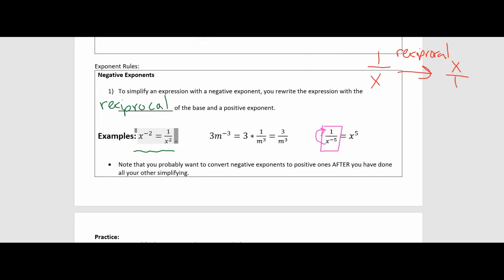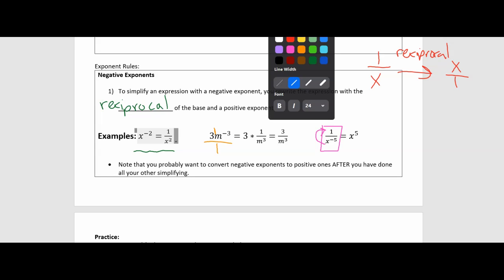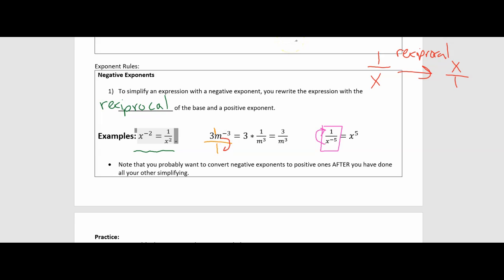So if I look at this second example, my 3 already has a positive exponent. The exponent on the 3 is 1. So my 3 is going to stay right where it's at. It's the m that has to move to the denominator if I want to make that exponent positive. So the way I think about it, if the exponent's negative, you just need to move it to either the numerator or the denominator. Depending on where it starts, you're going to move it to the opposite.